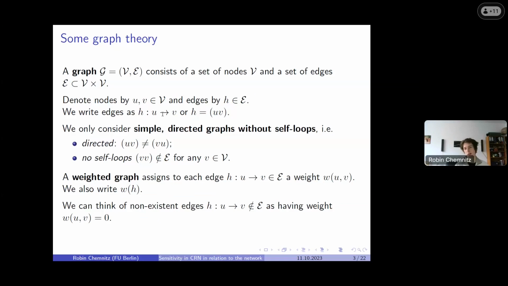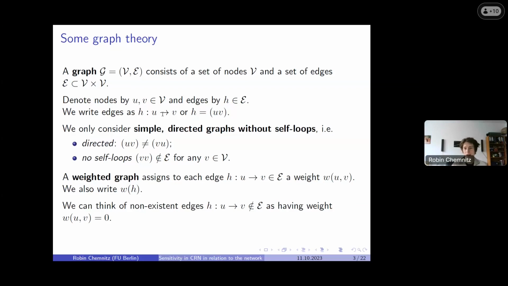There are two ways that I will write edges. Either I will write them with an arrow from a source node u to a target node v, or just in brackets as uv, which means it's the edge from u to v. And we only consider simple directed graphs without self-loops.